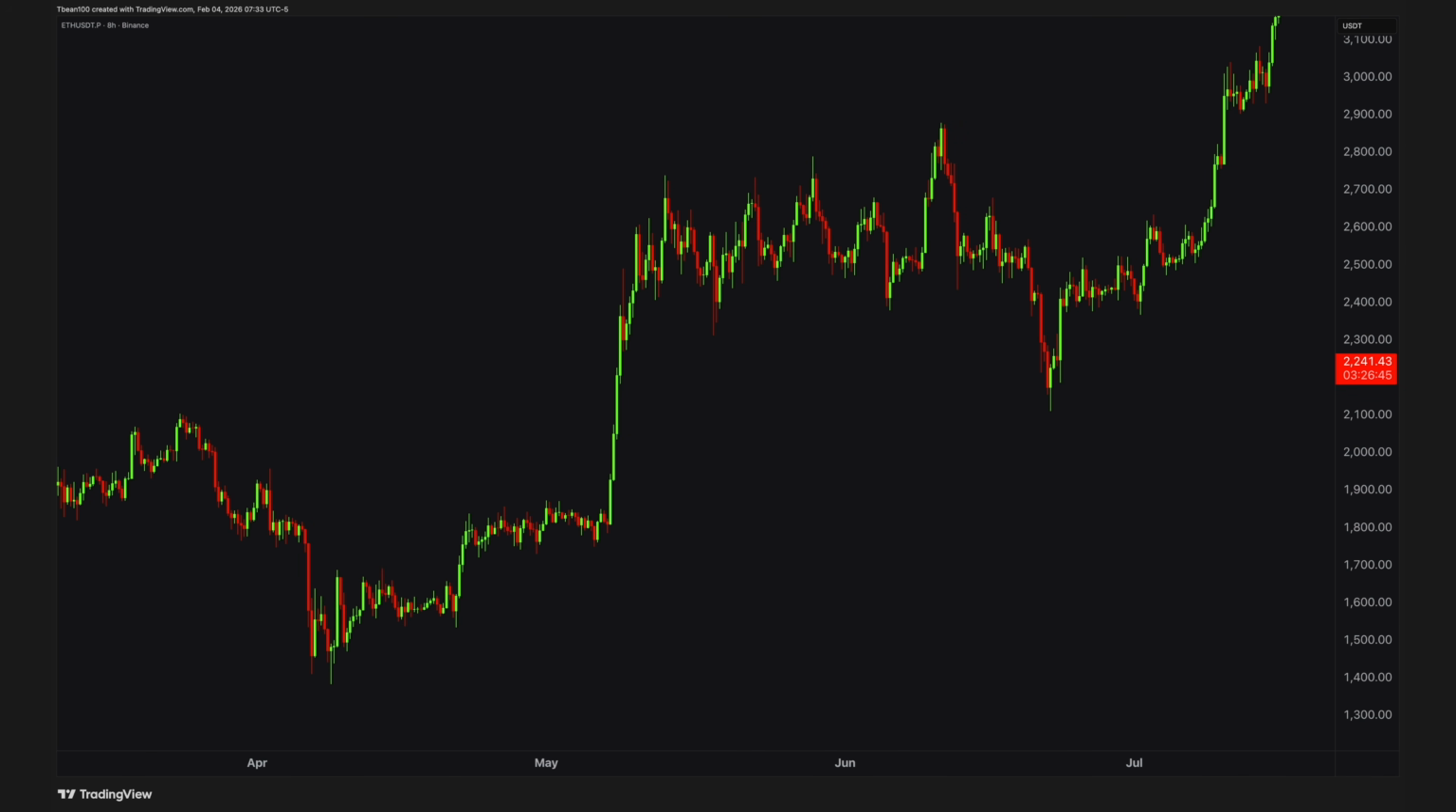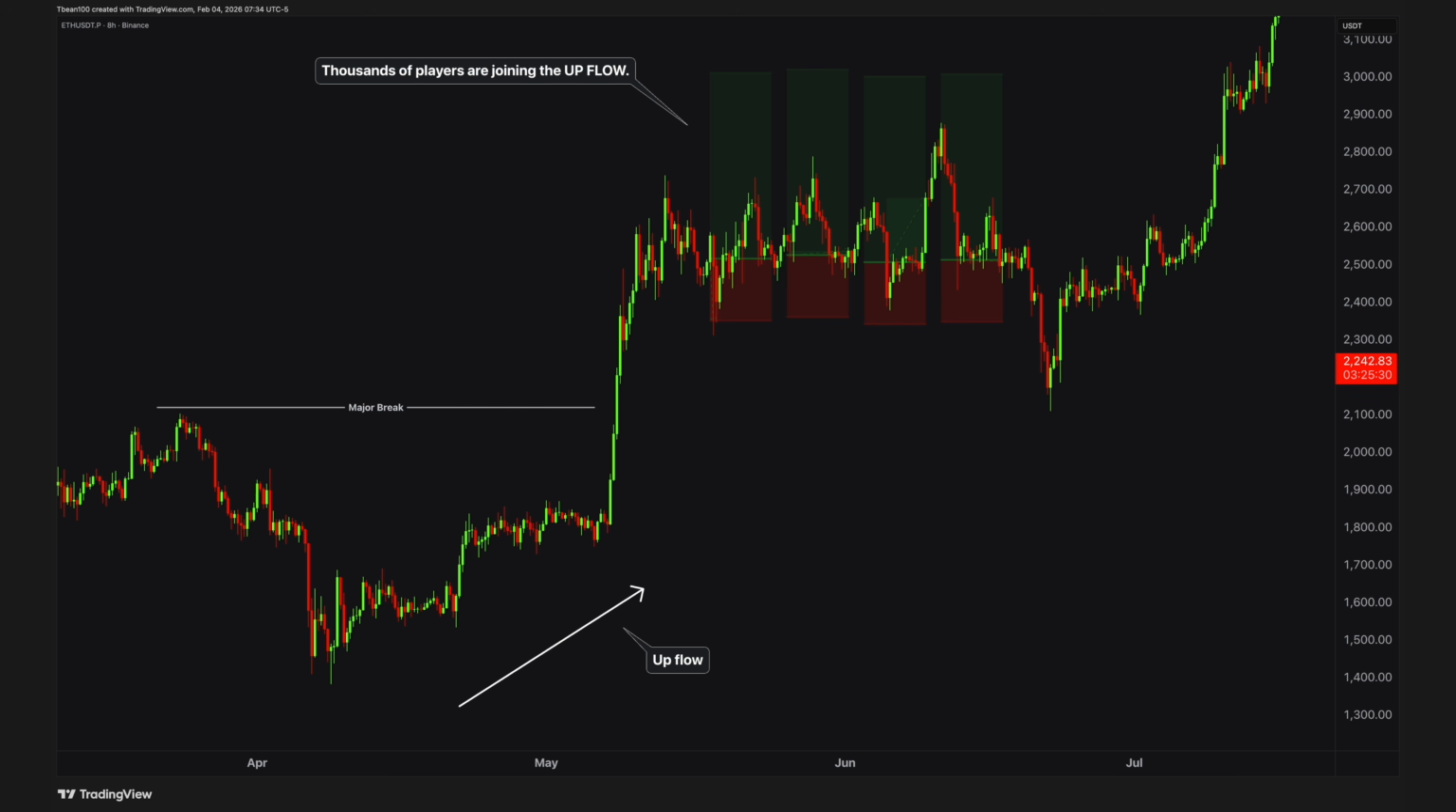So let's look at this example. On this chart, you can see a big major break that was taken out earlier. Many traders want to follow the direction of the new upward move, which is a very natural reaction. However, all of these newly opened trades, sometimes thousands of them from all over the world, create a heavy concentration of stop loss orders at similar price levels, as you can see. In many cases, this behavior is followed by large and deep liquidity sweeps.